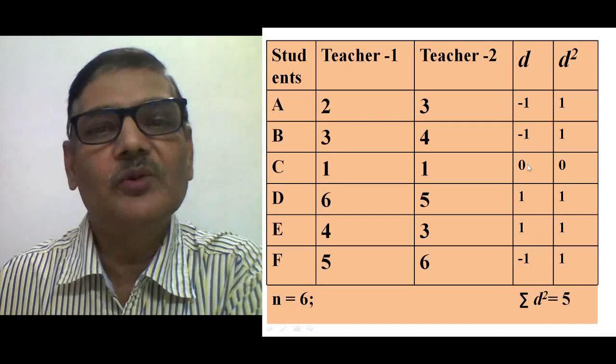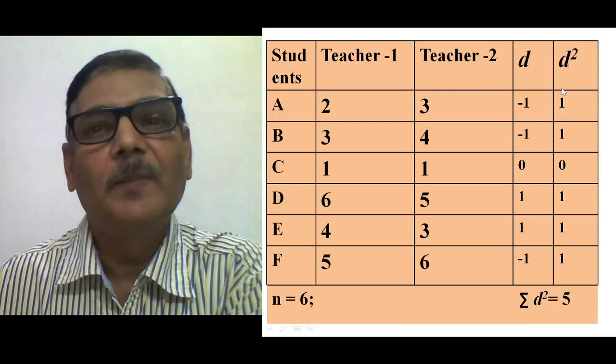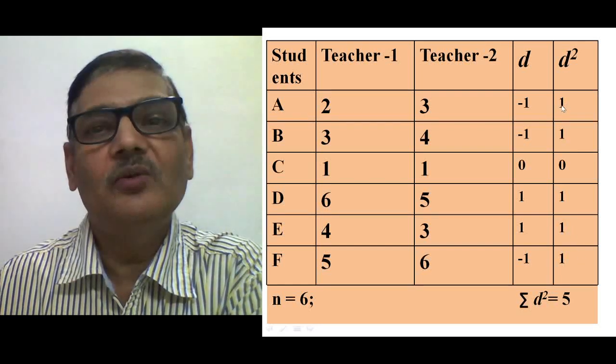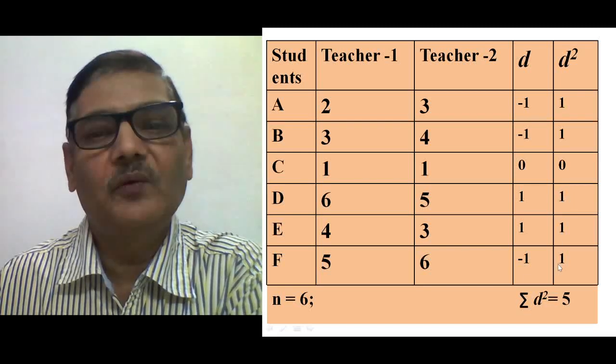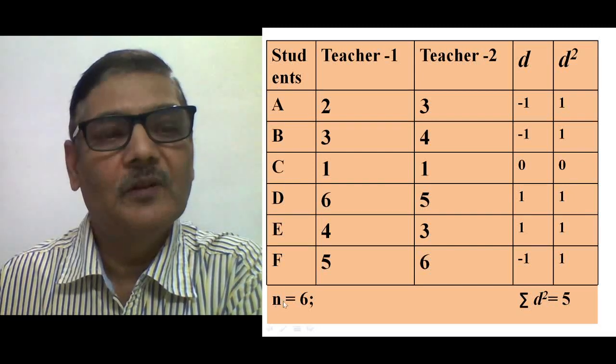Then these values are squared. So we construct another column for D square. Here the D square values are written, and we actually need the sum of D square. So when we add up these values, 1, 2, 3, 4, 5, the total of D square comes to 5. And the number of students is 6.